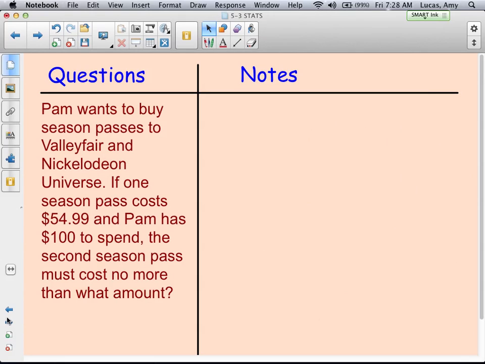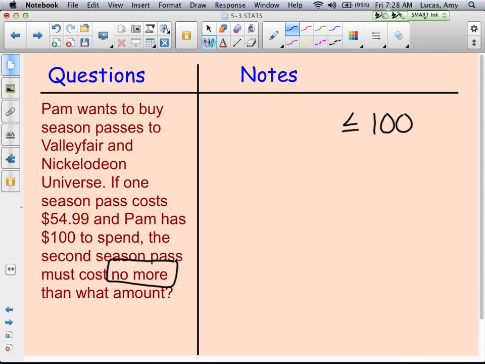Pam wants to buy season passes to Valley Fair and Nickelodeon Universe. One season pass costs $54.99 and Pam has $100 to spend. The second season pass must cost no more than what amount? So not more than. If it's not more than, it's going to be less than or equal to. She has $100 to spend.